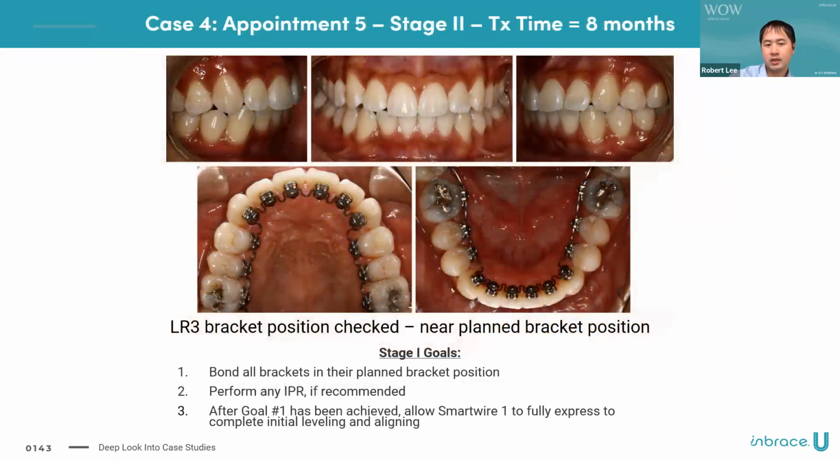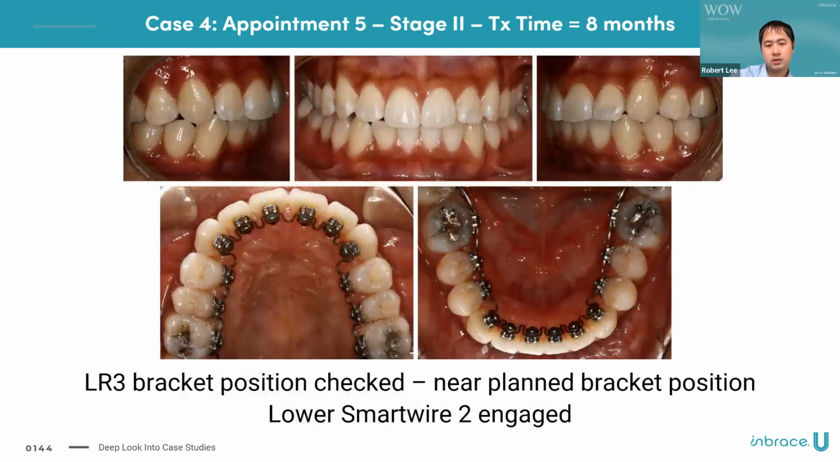And so at this point, when I'm looking at my case, I'm saying, okay, all the brackets are in the right spot. They're near their planned bracket position. All the IPR has been performed and my leveling and aligning is complete. So I can go to upper and lower Smartwire 2. So we checked the lower right 3 bracket in the next visit at 8 months.